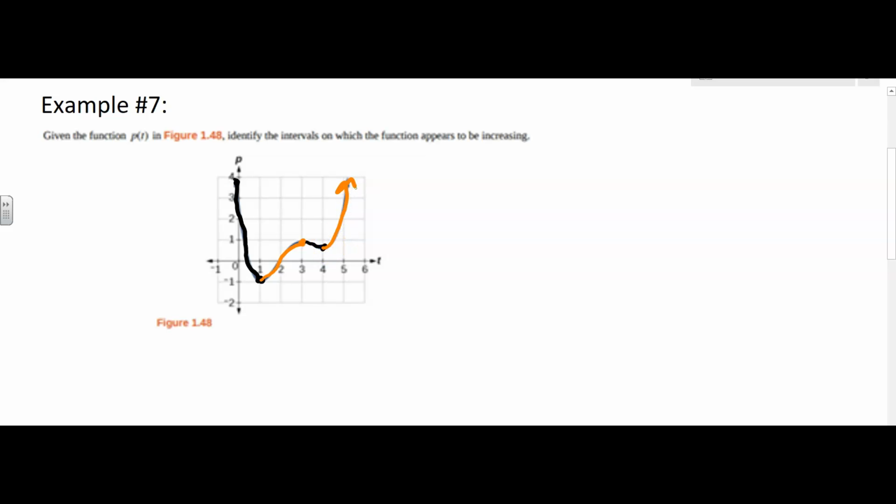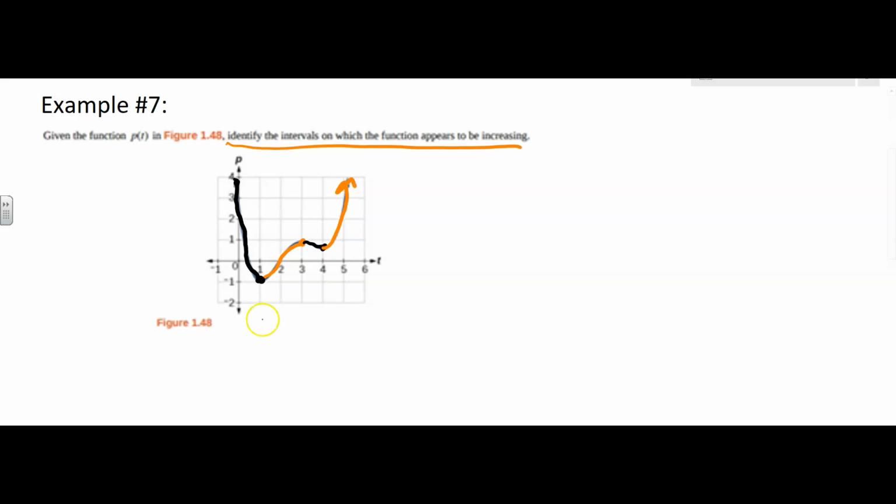So I put the increasing parts in orange. So that's how we look at this graph, going from left to right. It was decreasing, then it was increasing, then it decreased for a little bit, and then it was increasing again. Our problem says identify the intervals on which the function appears to be increasing. And you just have to read these off the graph. There's no other way to do it because they don't give us an equation for the function.